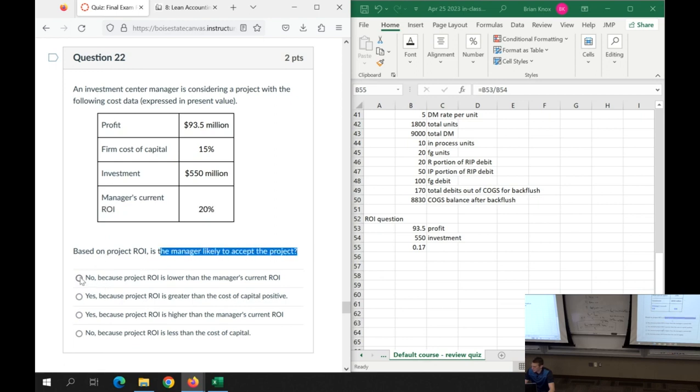No, it's one of this. It's either this one or this one, and it's this one because the manager cares about current ROI, at least using economic theory, that's true. And the ROI is not less than the cost of capital anyway, so this would be untrue. So it's this one right here. Good.